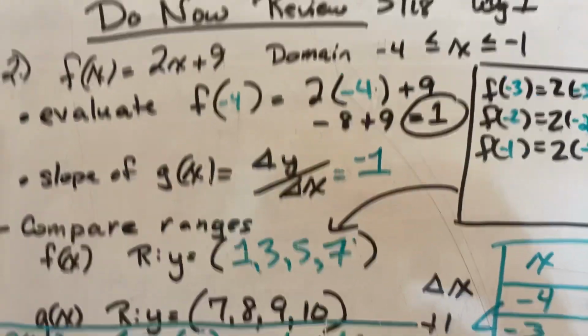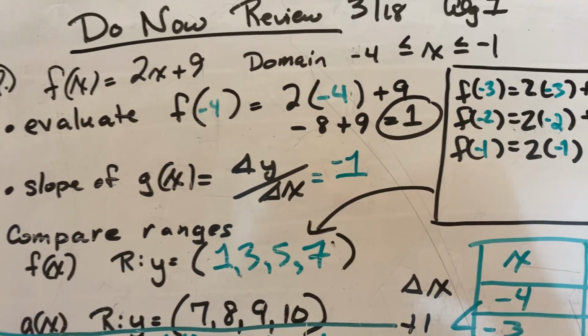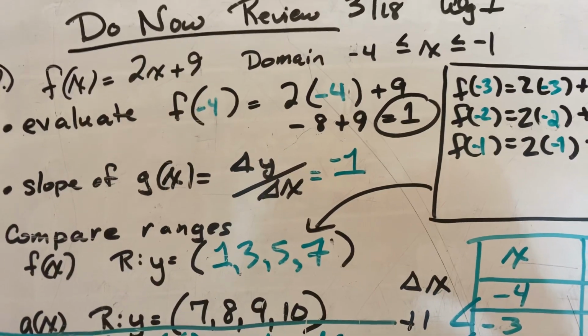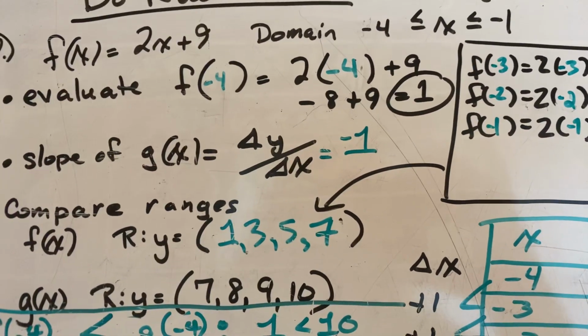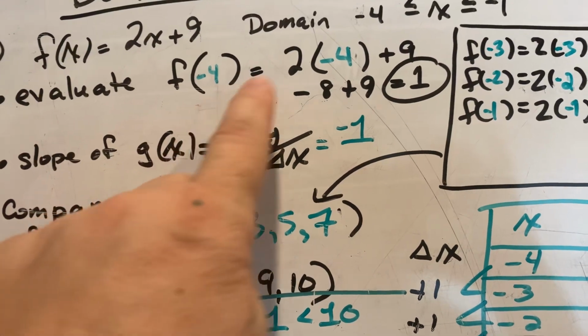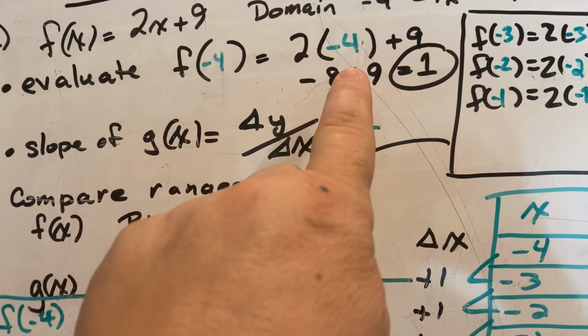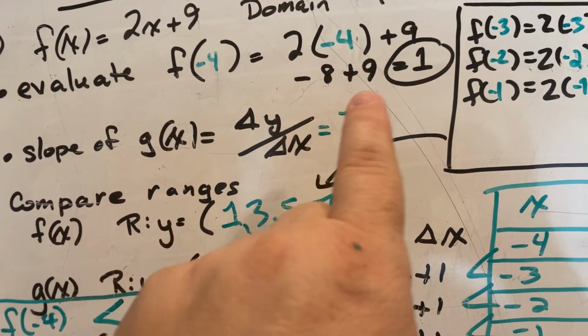F of x is given as 2x plus 9. The domain ranges between negative 4 and negative 1. And they want us to evaluate at negative 4. So we plug in the negative 4 for x, we substitute it on the right-hand side. 2 times negative 4 is negative 8, plus 9 is 1.